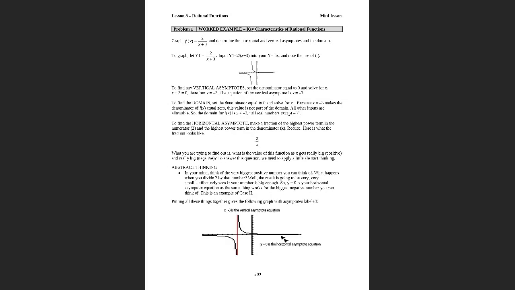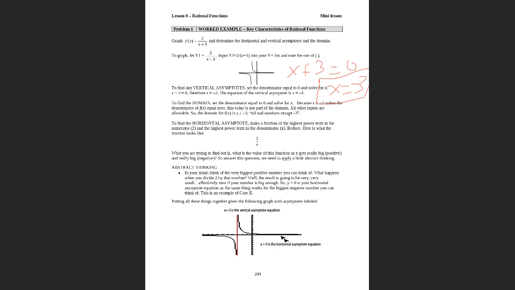Now, let's work the example. Remember, we have f of x equals 2 divided by x plus 3. To find the vertical asymptote, x plus 3 equals 0. That is, q of x should equal 0. You solve for that: x equals negative 3.